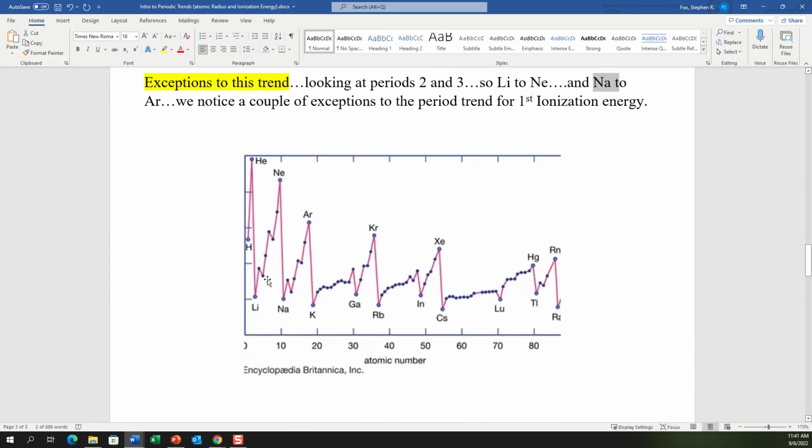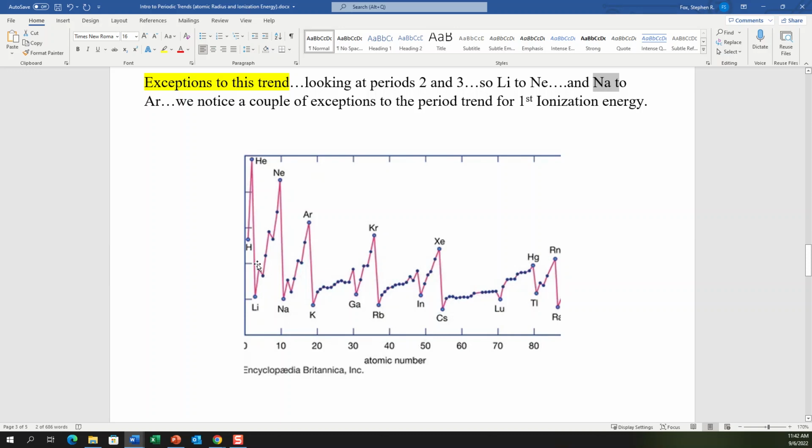So here's a chart of first ionization energies. What I want you to notice here, here's lithium. It has a pretty low ionization energy. And as I go all the way to neon, so that would represent one row of the periodic table, it gets bigger. So look, the general trend is it increases. Same thing, sodium to argon, the general trend, it increases. But we do have a couple of exceptions.